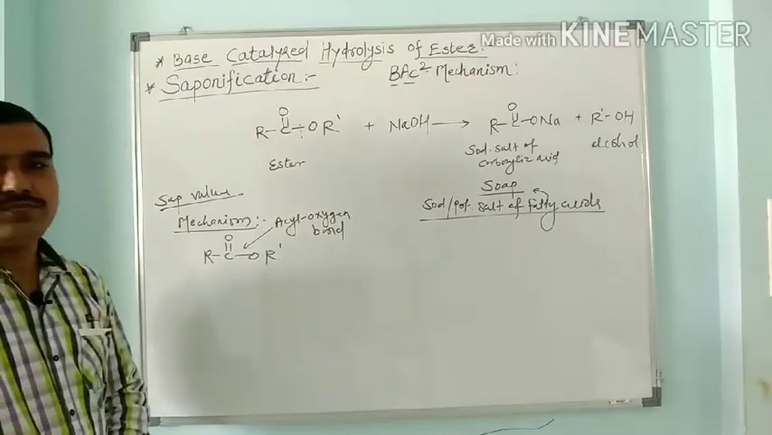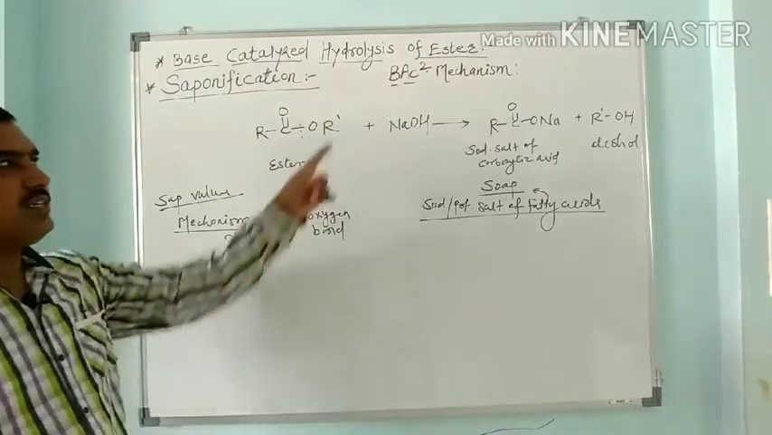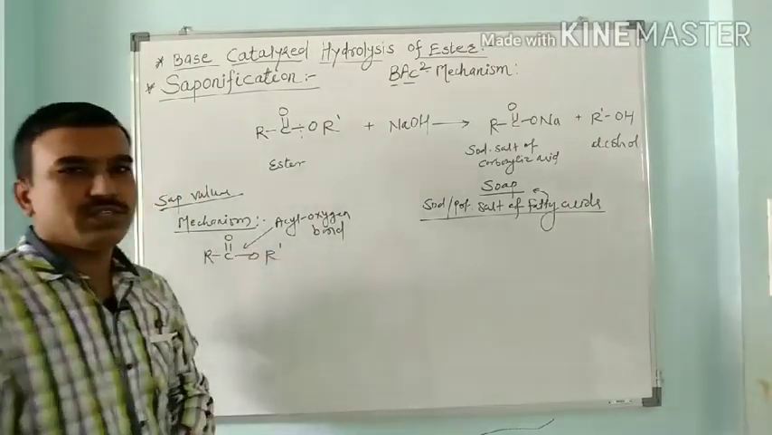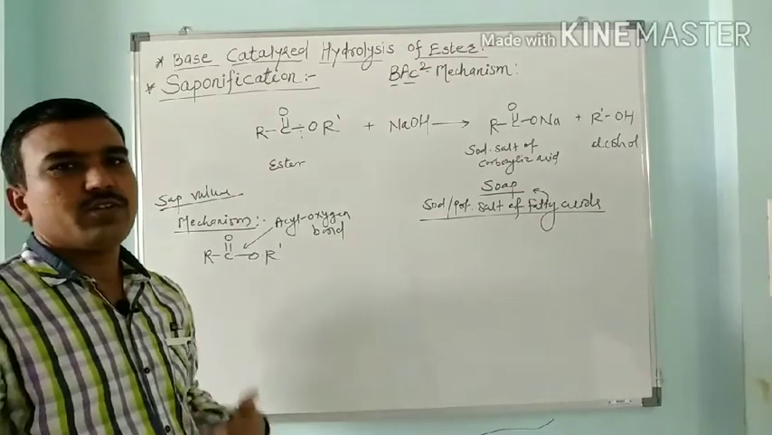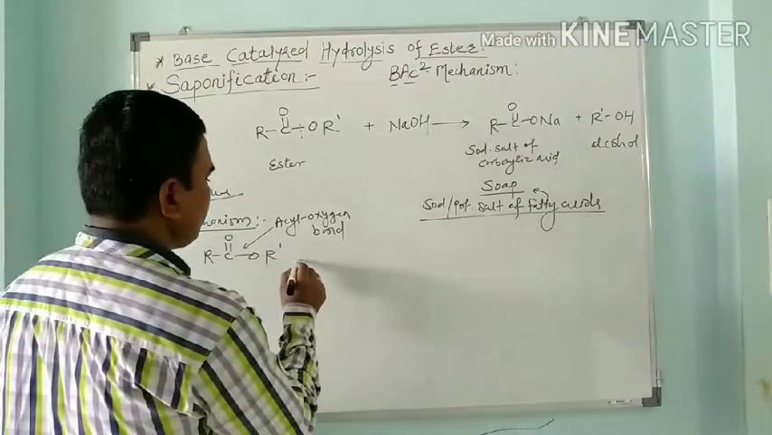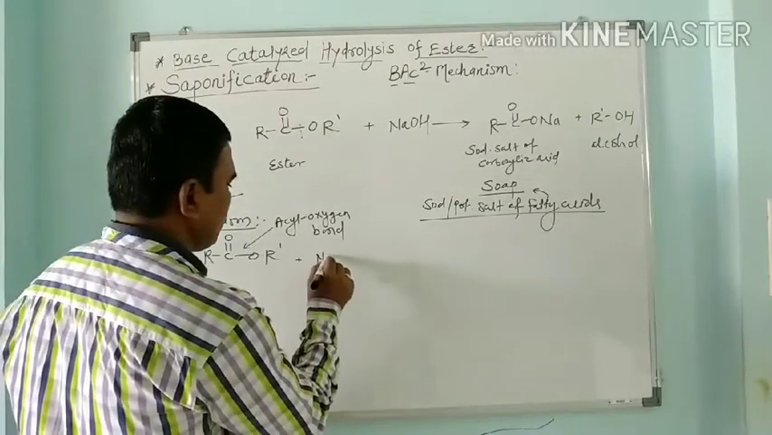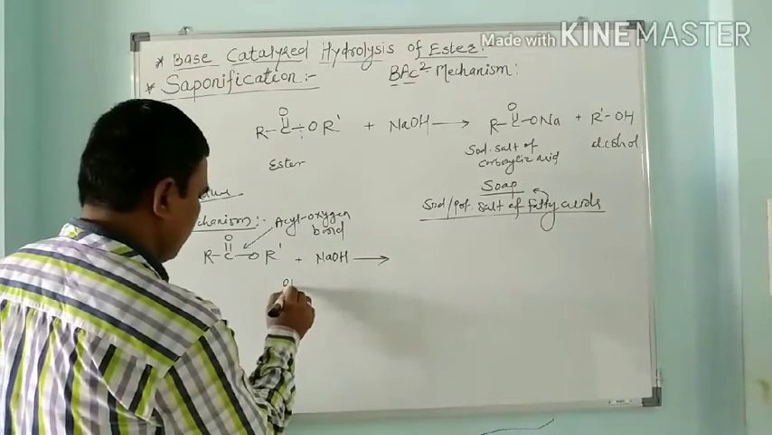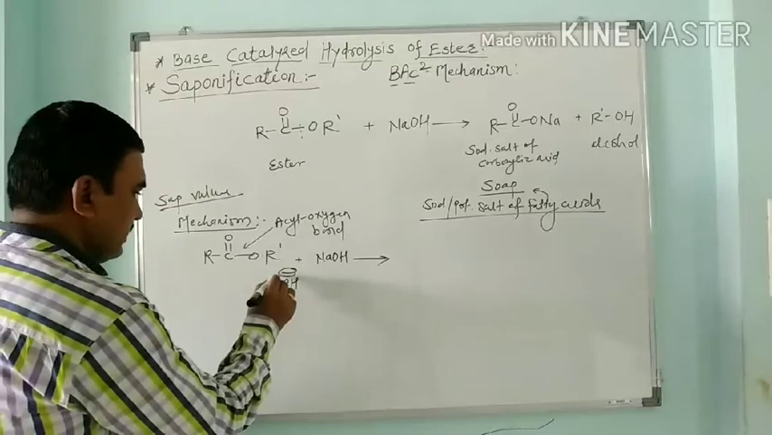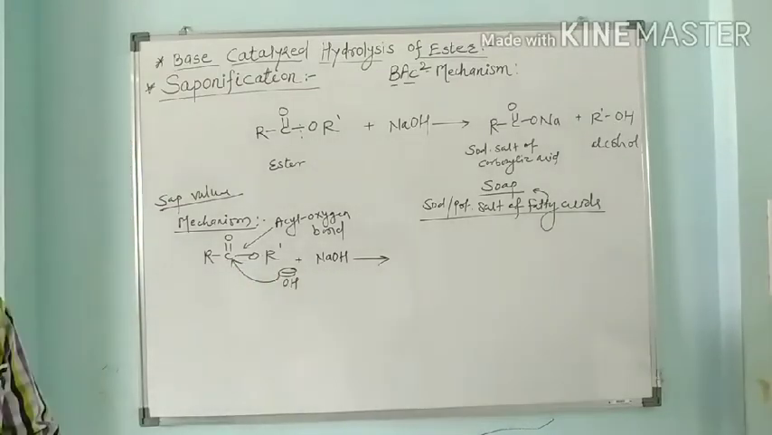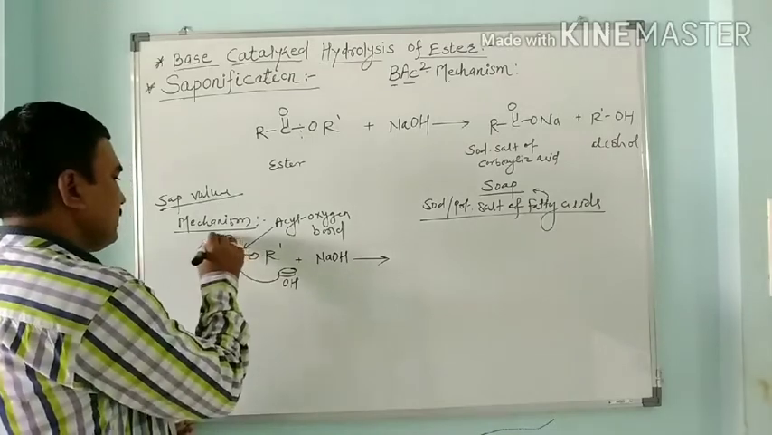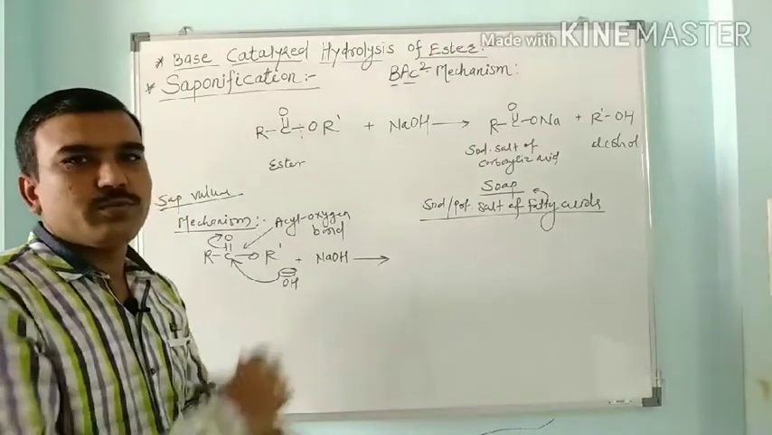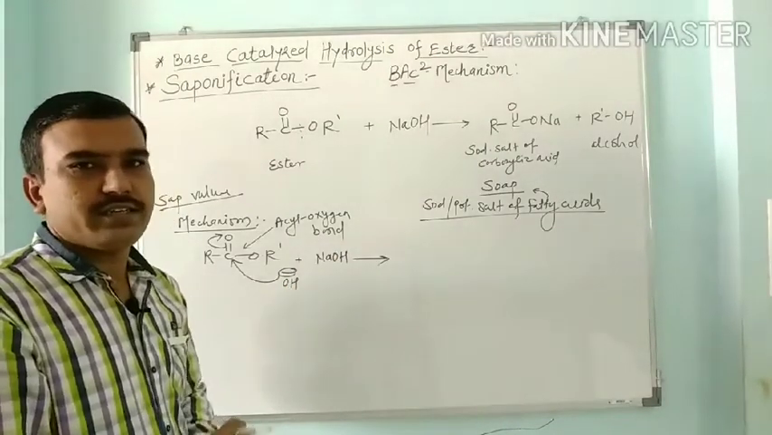This bond I have shown here. So this is the AC bond, this is base catalyzed, and why is it bimolecular? Because the rate of reaction depends on the concentration of ester as well as the concentration of base, that is sodium hydroxide or potassium hydroxide. When it reacts with NaOH, this OH minus ion from NaOH attacks the electron deficient carbonyl carbon and gives a tetrahedral intermediate. So we get the tetrahedral intermediate through the formation of a transition state.